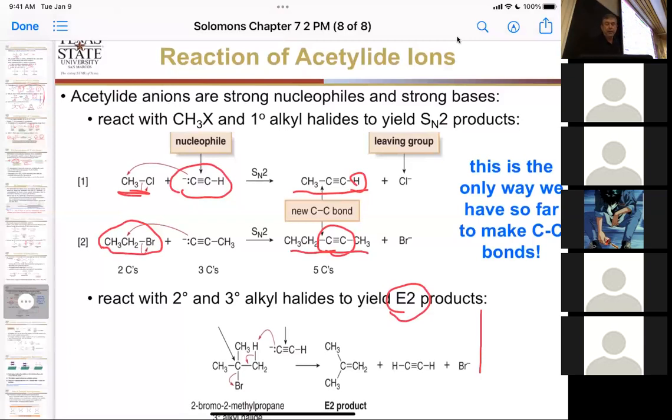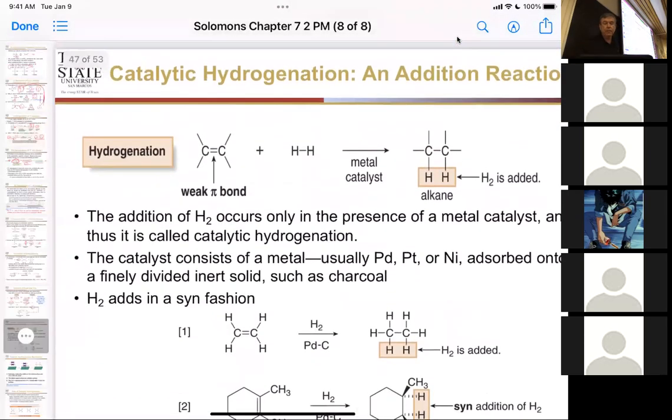Okay. So now we've made double bonds and we've made triple bonds. So how do we get them? What reactions do they do? So let's do a reaction with them. The first reaction I want to talk about is catalytic hydrogenation, okay? So catalytic hydrogenation means we have to get hydrogen and add it across that double bond, okay?